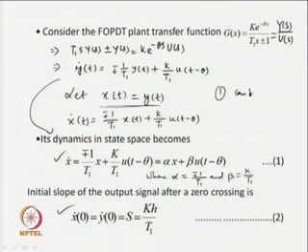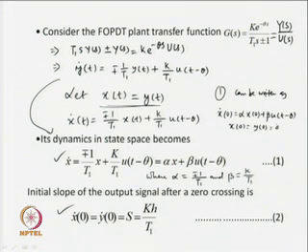1 can be written as x dot 0 is equal to alpha x 0 plus beta u t minus theta. We know that x 0 is equal to y 0 is equal to 0 at the zero crossing. Therefore, x dot 0 will be equal to beta u t minus theta, which is nothing but k upon t 1 u t minus theta.